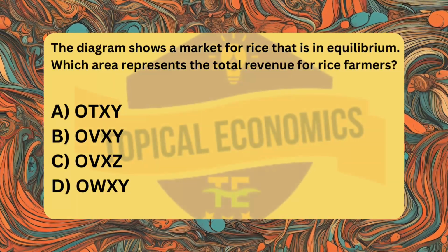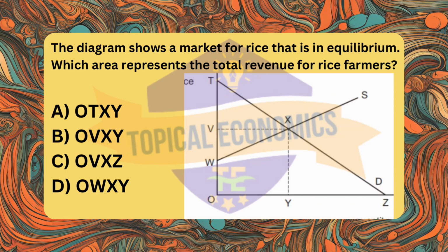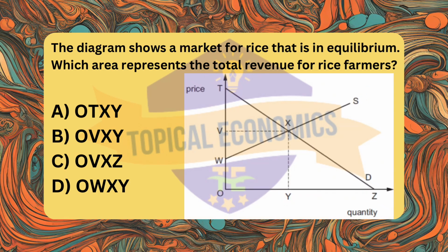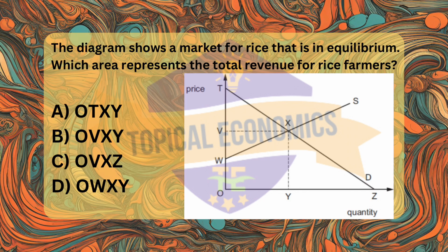Moving to question 11. The diagram shows a market for rice that is in equilibrium. Which area represents the total revenue for rice farmers? This question is from year 2017 February-March version 2. The correct answer for this question is option B. OVXY. Total revenue equals price multiplied by quantity. In this diagram, it will be price OV multiplied by the quantity OY. This gives area OVXY as seen in the diagram.